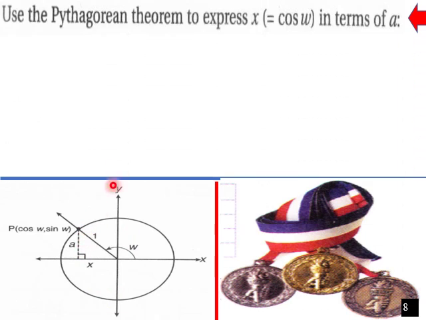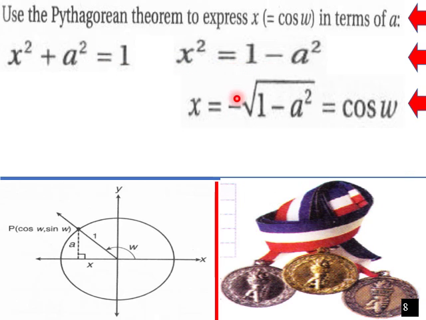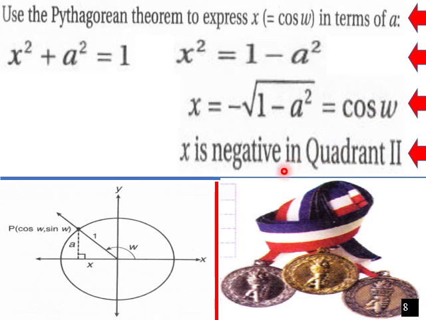So again, using that diagram, use the Pythagorean theorem to express x equals cosine W in terms of a. So we're going to stick an a in here. x squared plus a squared equals 1. And then we solve for x here in terms of a. So x equals negative, the negative of the radical 1 minus a squared, which equals cosine W. X is negative in quadrant 2. So that would figure.